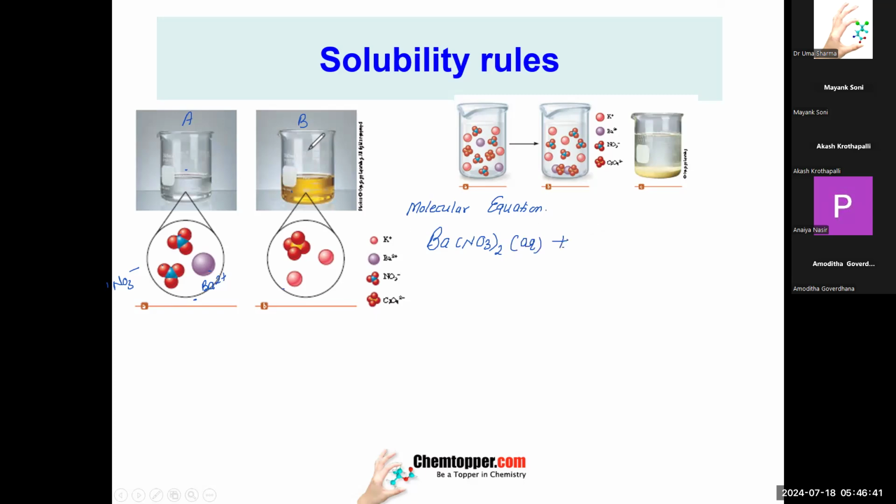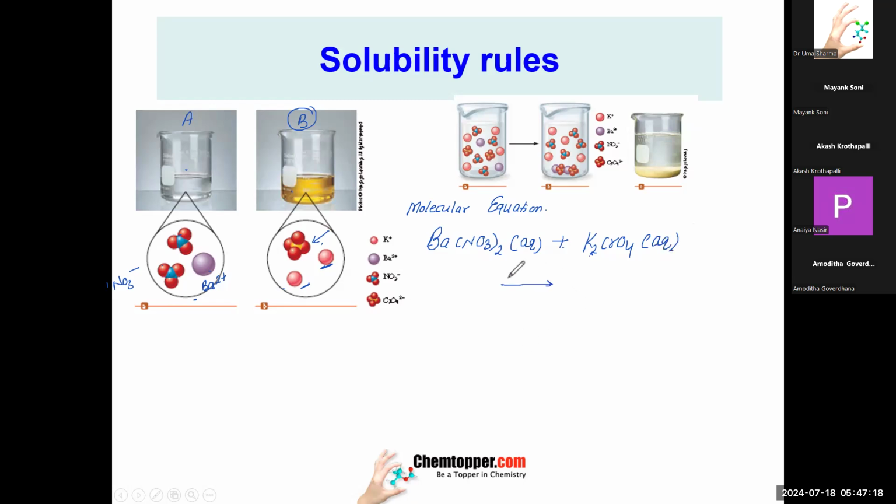Now, B. What is B reactant? See, this is K plus, K plus. And what is this? Yeah, K2CrO4. Soluble, not soluble? Chromates are always not soluble except, Akash, except first group cations. K is in first group. Take out your periodic table also. Potassium is first group. They are always soluble. Rule number 1. So soluble.